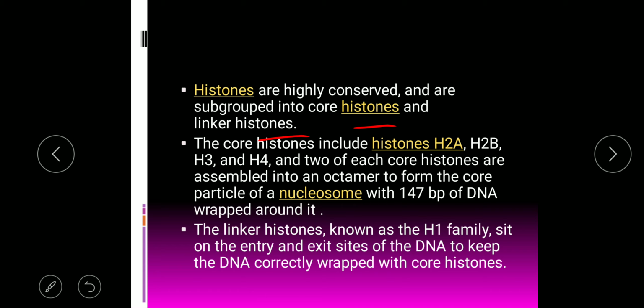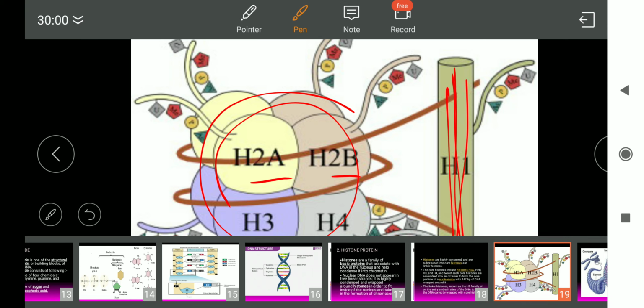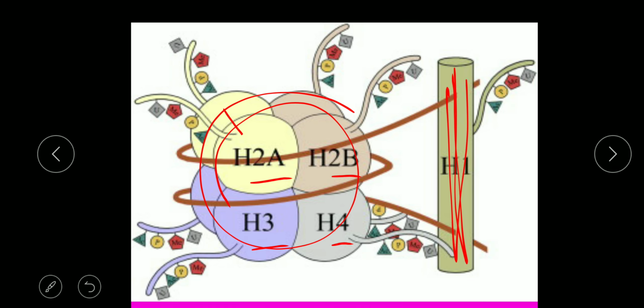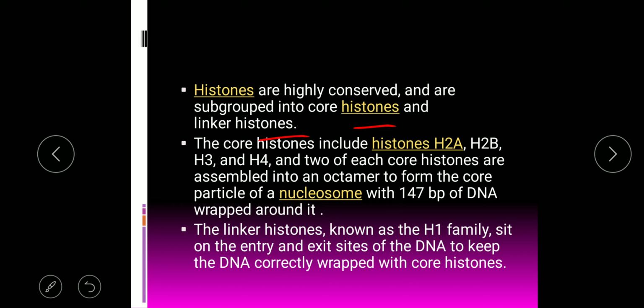So two of each core histone are assembled into an octamer. 4 on this side, 1, 2, 3, 4, then 4 at the back side. So how many histone proteins? 4 plus 4, 8. So we can say it is a histone octamer. DNA will wrap around the histone octamer to form the core particle of a nucleosome, with 147 base pairs of DNA wrapped around it.